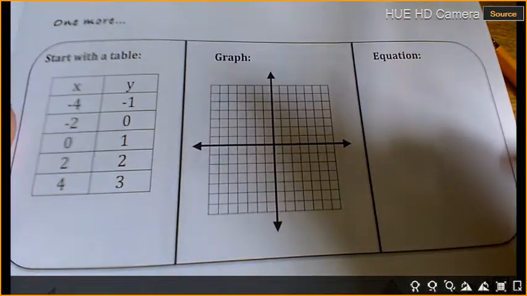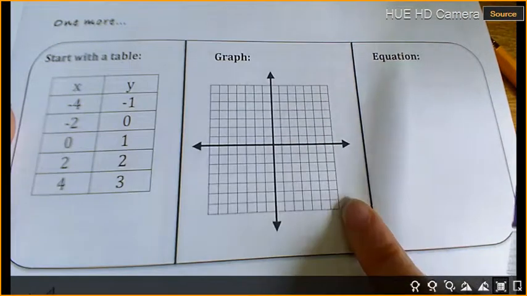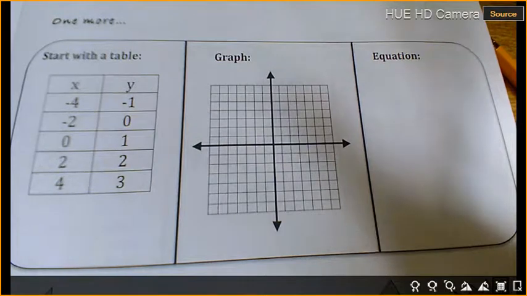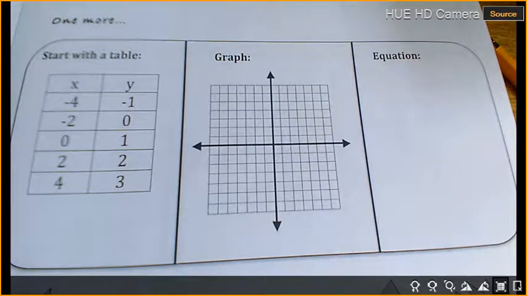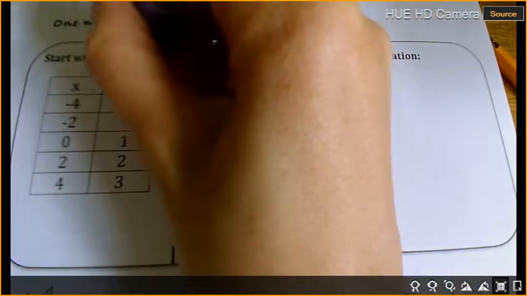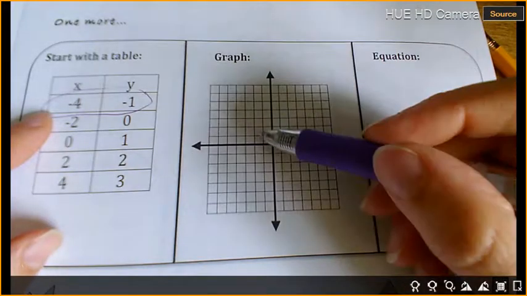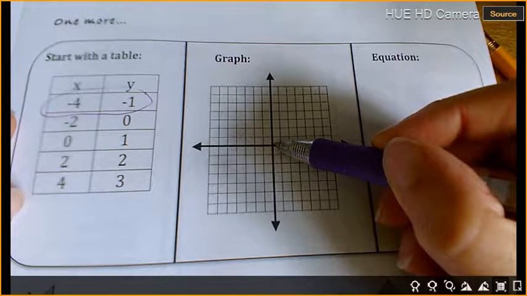All right, we have a table, then we're going to go to a graph, then an equation. We good? Okay, so what am I going to do first? Graph. Christian, what am I going to do first? Yeah. Okay. So we're going to plot these points. Remember, this is a point, right? So what do I do first? I'm starting at the origin always. I'm 0, 0. What do I do?